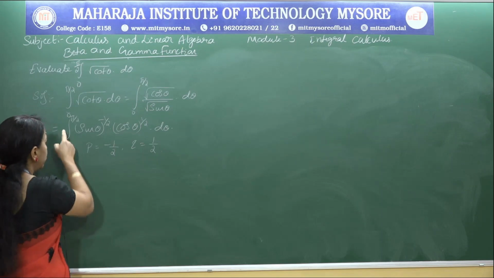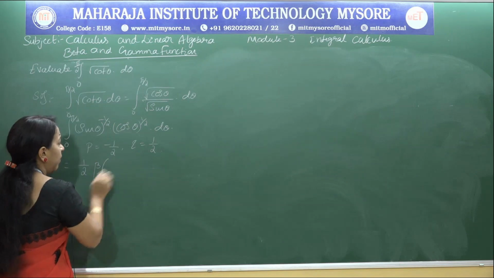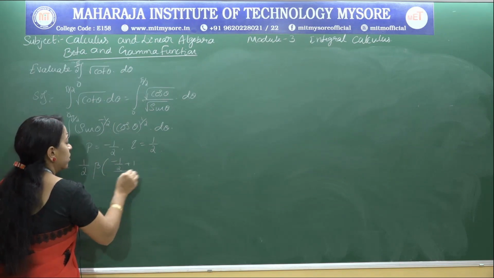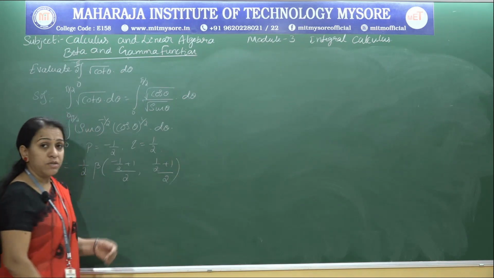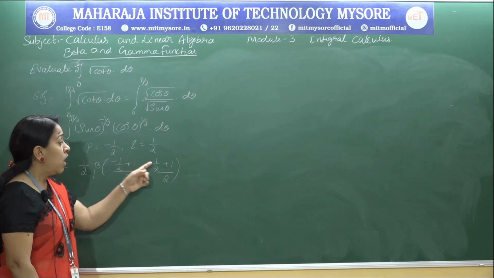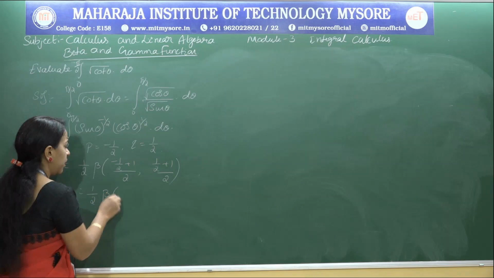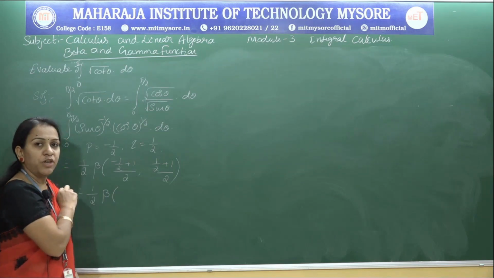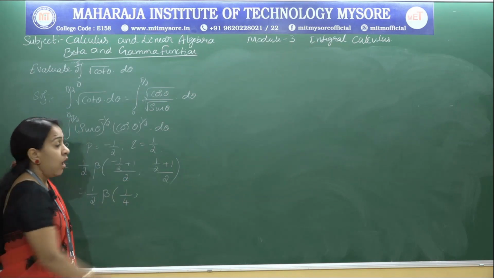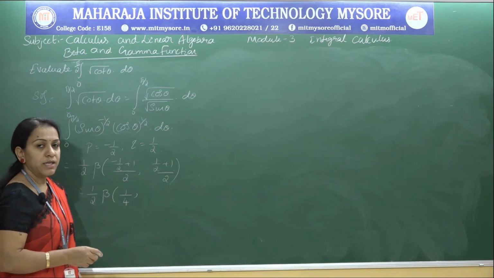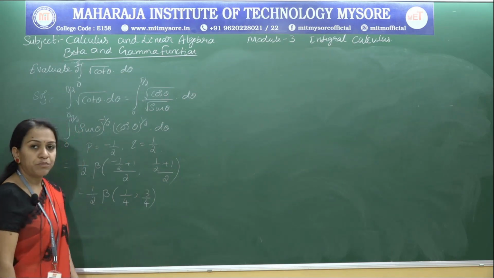Of course, I should have 2 here. If I don't have 2, then divide by 2. So 1 by 2 times beta of (p plus 1 by 2, comma, q plus 1 by 2), where p is minus 1 by 2 and q is 1 by 2. Now simplify this. 1 by 2 times beta of (minus 1 by 2 plus 1 will be 1 by 2, 1 by 2 by 2 is 1 by 4, comma, 1 by 2 plus 1 is 3 by 2, 3 by 2 by 2 will be 3 by 4).